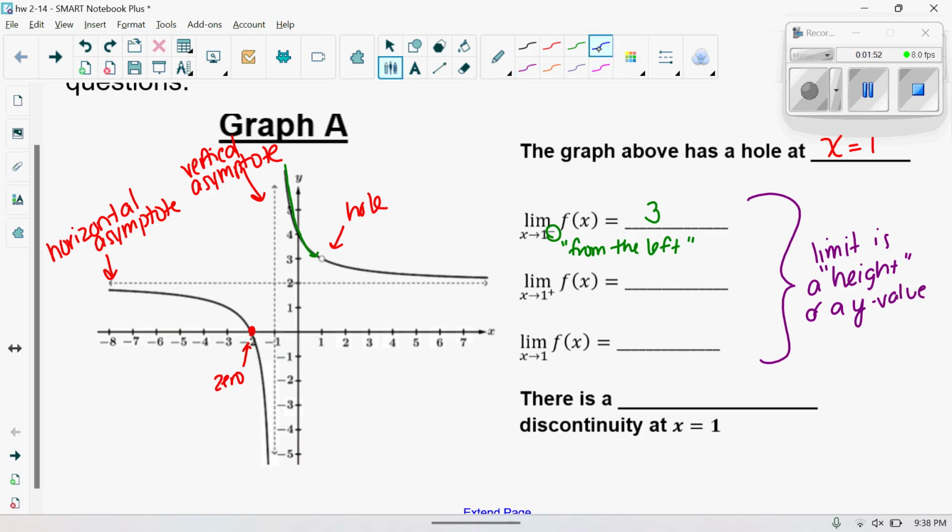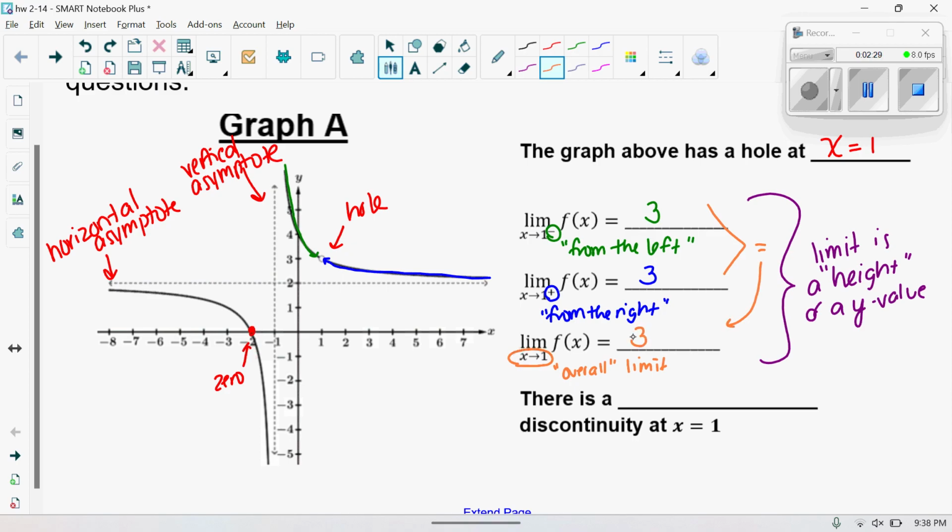The next says the limit as x approaches 1 with this plus sign, and that means from the right. So if I approach from the right, it equals 3. And now they just want to know the limit as x approaches 1. There's nothing here, so this is like the overall limit, which is not a real math term, but that's just what I'll use. And since these two are equal, that means that my limit is 3.